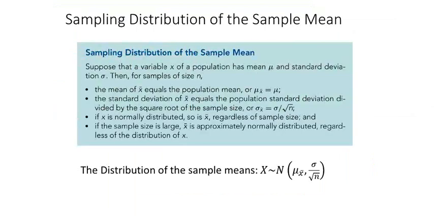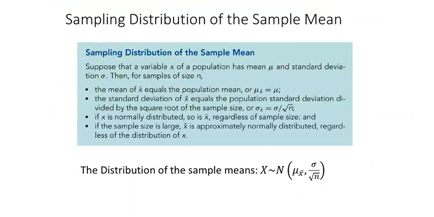So some terms to know right here, and then we'll illustrate this. Suppose that a variable x of a population has mean mu and a standard deviation sigma. Well then, for samples of size n, the mean of x bar equals the population mean, which we'll show. The standard deviation of x bar equals the population standard deviation divided by the square root of the sample size. And so sigma of x bar is going to be equal to sigma, the population standard deviation, divided by the square root of n, the sample size.